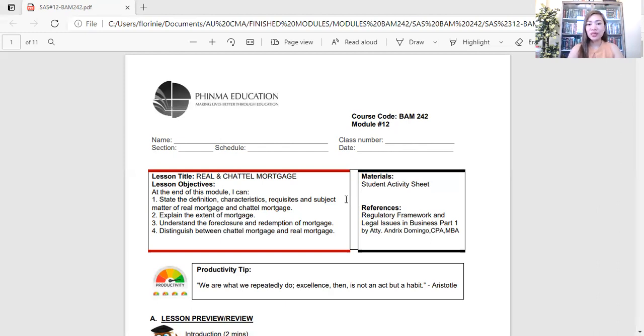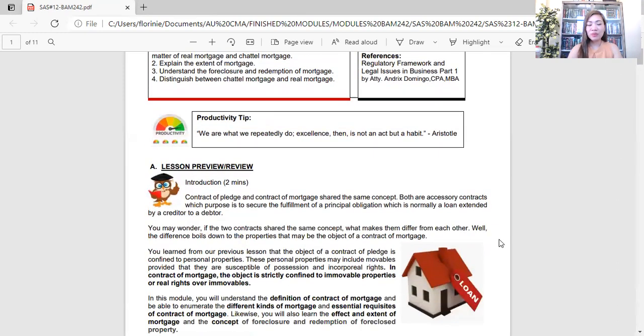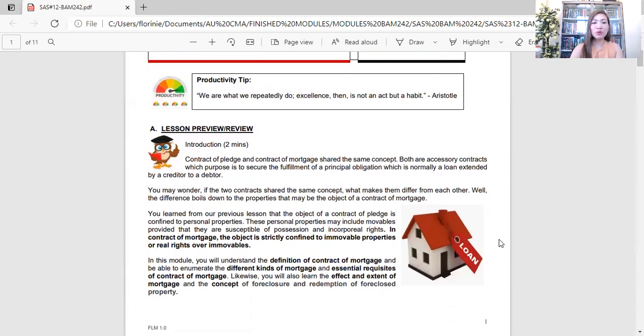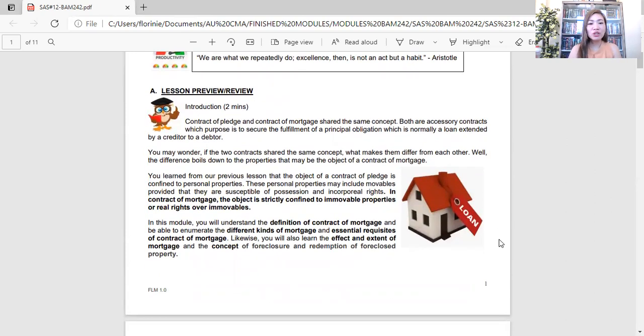Okay, so let's go on with our topic for today. So here is our lesson preview or review. Contract of pledge and contract of mortgage share the same concept. Both are accessory contracts, which purpose is to secure the fulfillment of a principal obligation, which is normally a loan extended by a creditor to a debtor. So you may wonder, if the two contracts share the same concept, what makes them differ from each other? Well, the difference boils down to the properties that may be the object of the contract of mortgage.